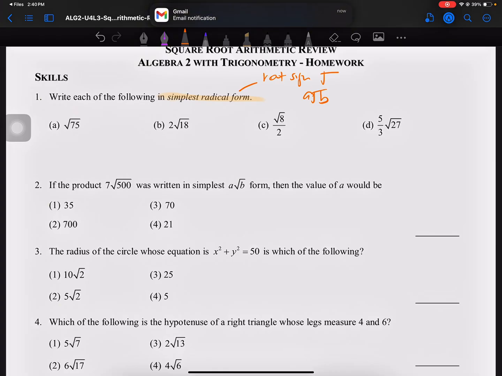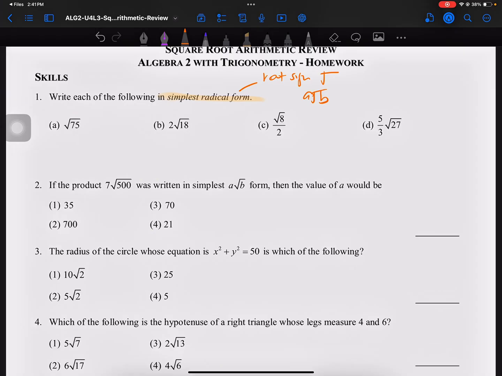So simplest radical form means take out all the perfect squares from under the root, and whatever is not a perfect square stays inside. Okay, so first question, √75. We want to simplify √75. So step 1, we list perfect squares, like which perfect square divides 75. So 75 divided by 25 equals 3.